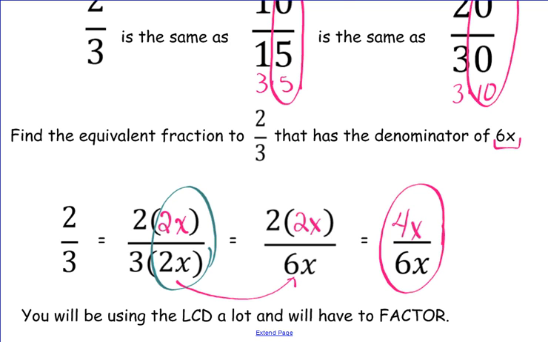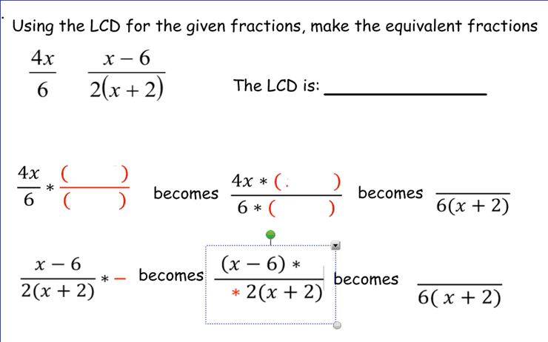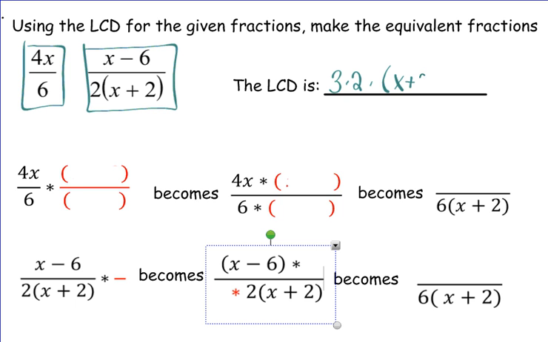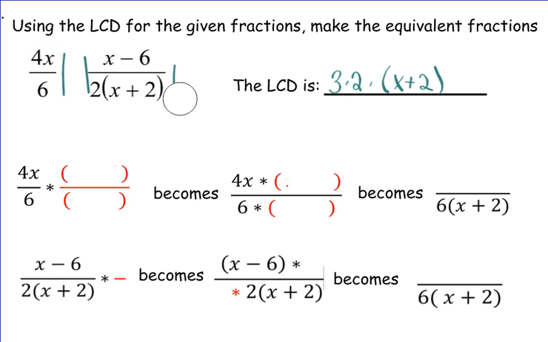So factoring is going to be a big deal. We're going to use the least common denominator for the given fractions. I've got two fractions here: 4x over 6, and x minus 6 over 2 times x plus 2. Now I want the least common denominator. The least common denominator in this case is 3 times 2 times x plus 2. If you don't see that, if it doesn't come to you easily, don't worry. Just go back to the lesson on finding least common denominators and practice it a little bit more.